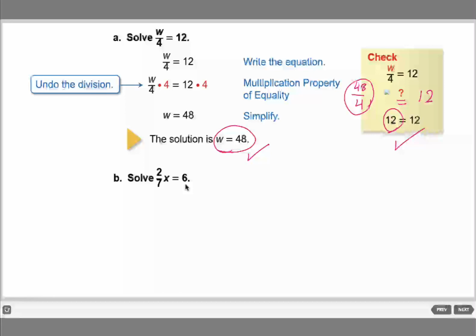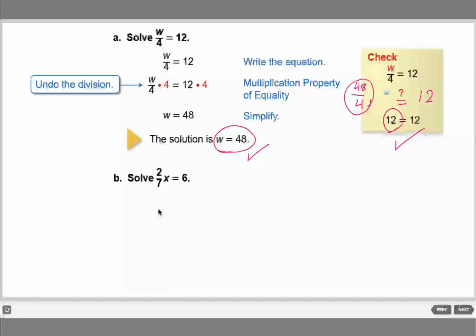Multiply by the reciprocal of this fraction. What is the reciprocal of 2/7? 7 over 2. Yes, 7 over 2, 7 halves. So we should multiply by 7 over 2.